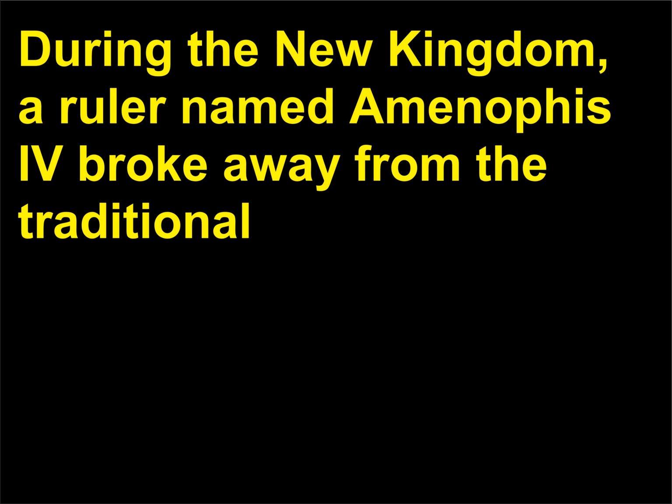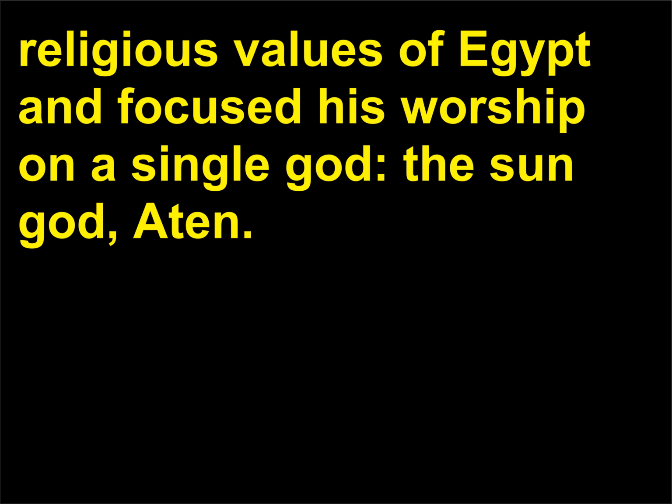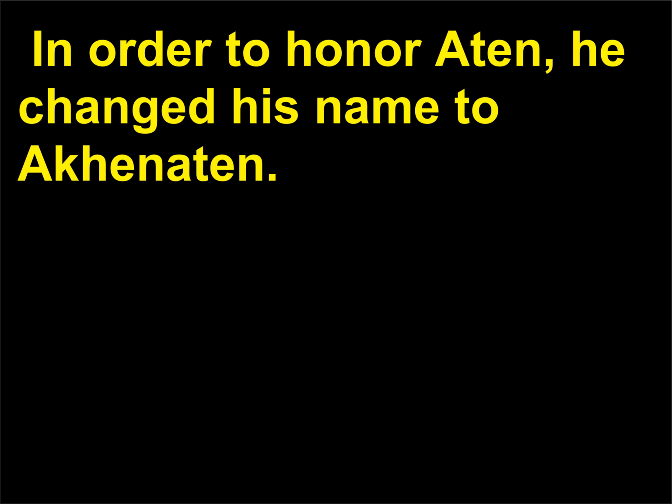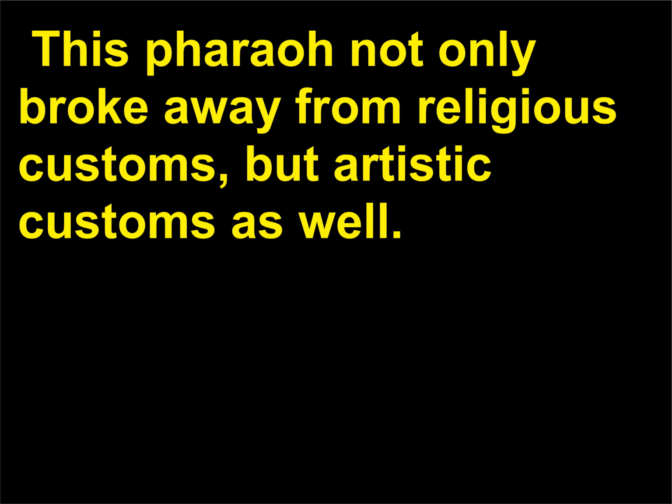During the New Kingdom, a ruler named Amenophis IV broke away from the traditional religious values of Egypt and focused his worship on a single god, the sun god, Aten. In order to honor Aten, he changed his name to Akhenaten. This pharaoh not only broke away from religious customs, but artistic customs as well.